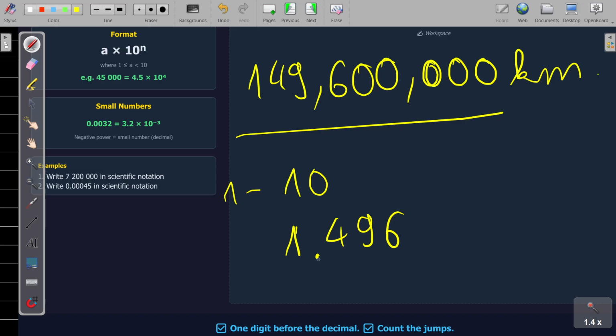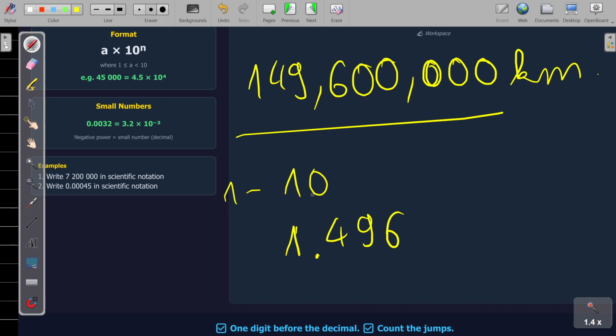Now we can drop all the trailing zeros, but this number is tiny and the original number is very big. If you look, this is just 1.496, while the original is 149 million. We have to balance it by multiplying by a power of 10. Now, let us count how many jumps it takes to get from our new decimal point back to where it originally was at the end of the number.